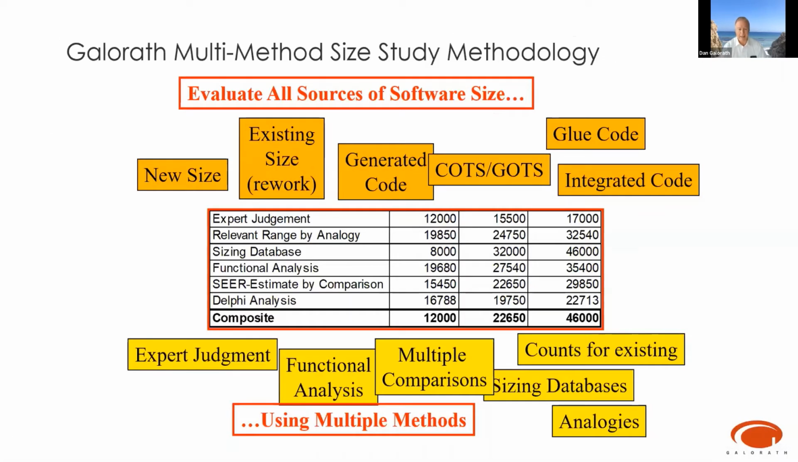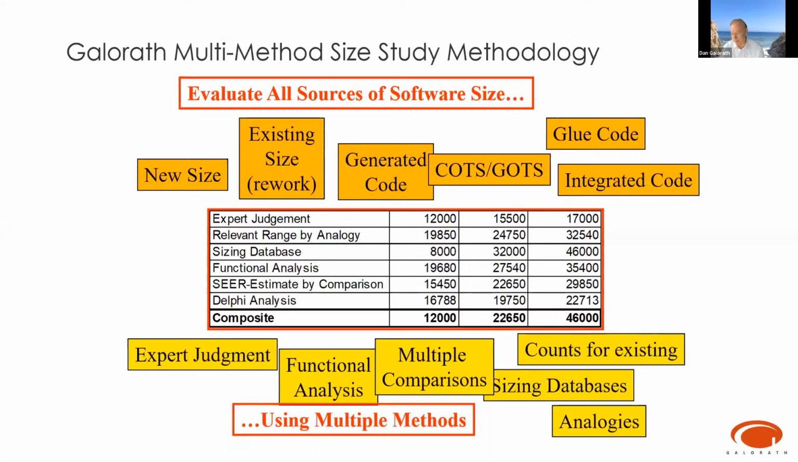Now this is the Galorath multi-method size study approach. We've used this for years. We don't use it as much anymore with functional sizes, but some. And the way it worked is we built a table. Here you can see a table. The top one says expert judgment, and the left-hand column is least, middle one's likely, right one's most. So we get the expert judgment, and this example here is lines of code. How many lines do you think this would be?